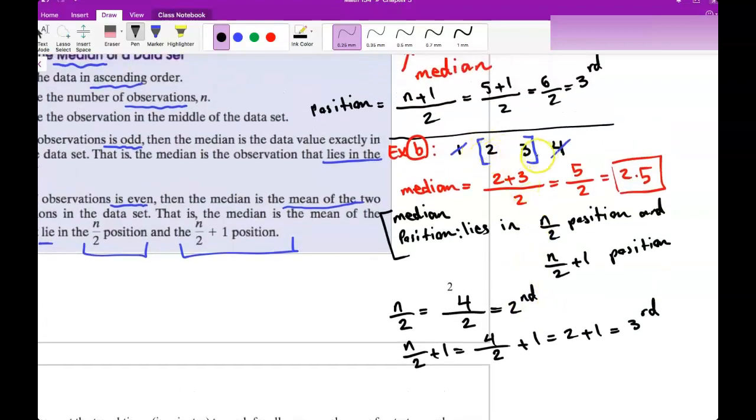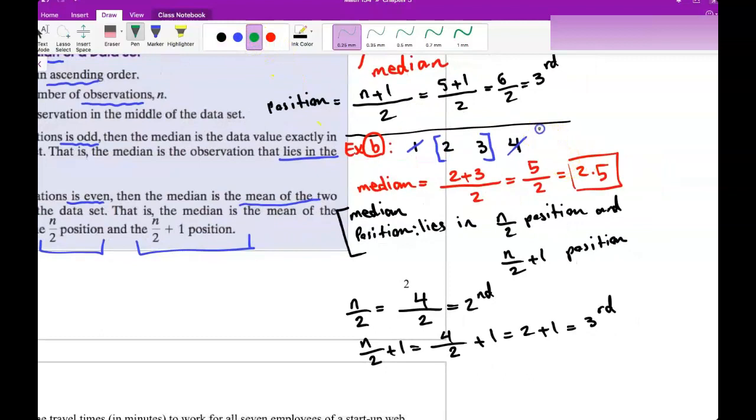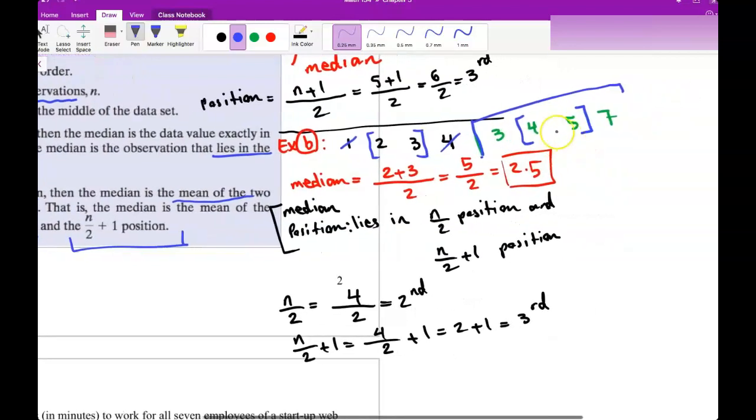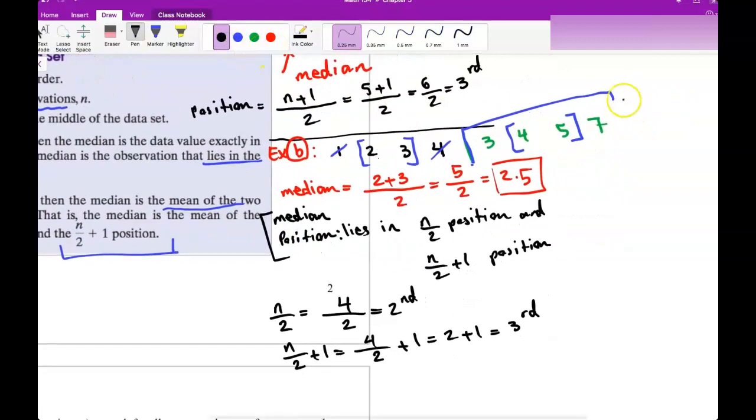Once again, second and third place doesn't mean that I have 2 and 3. You may have a different example. You may have, for example, 3, 4, 5, 7. If you had that, our median is here on this part, between second and third place. So this is another example. This is example 2 for part B. Okay, I'll rewrite that one.